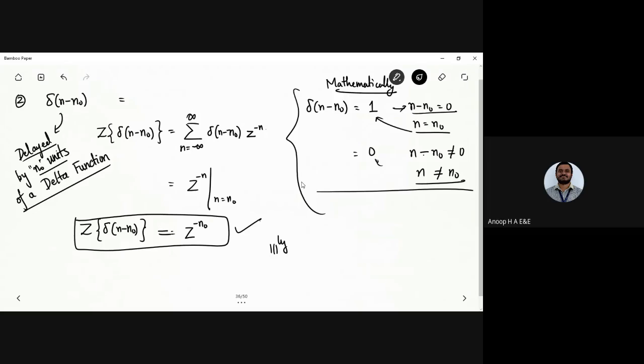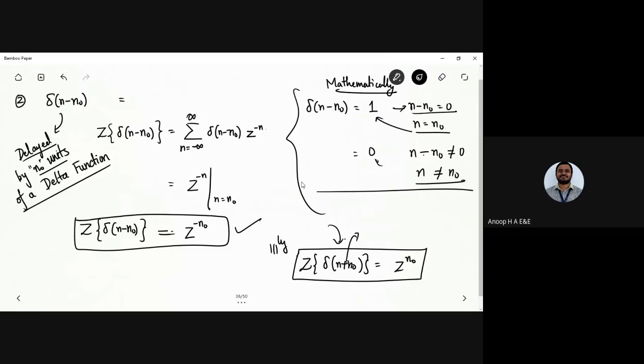Similarly, the z transform of delta of n plus n naught. What would it be? The z transform of delta of n plus n naught is z power n naught, where n naught is another unit, say 2, 3 or something like that. So it is an advanced signal.